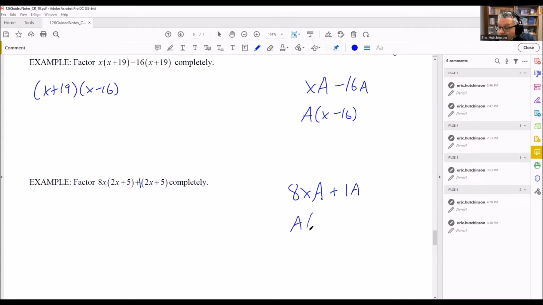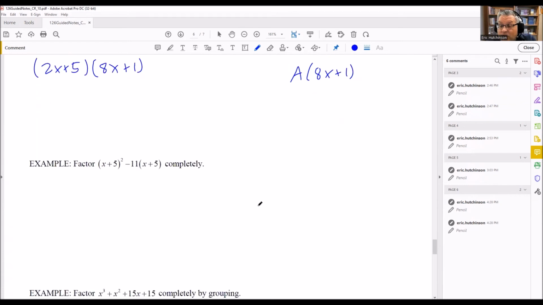And if I factor that part out, it would look like this. I have big letter A out front, and then I would have everything else left over, 8x plus 1. That's exactly what I'm going to have here. I have 2x plus 5 as my big letter A, and then I would have 8x plus 1 left over. If we were to multiply this out, you would have 8x times this whole thing, which is the first term, and then you'd have a 1 times the 2x plus 5, which is also what I have there. So again, this would be considered fully factored.